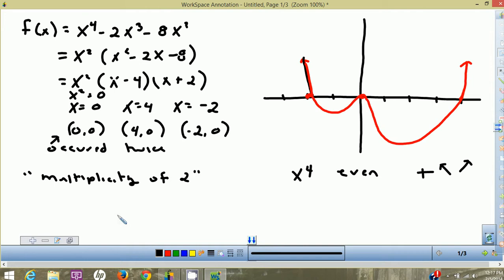If I have a factor that has a multiplicity of 3 or a multiplicity of 5, then that is still going to go through my function and is going through my x-axis and is actually going to go from one side of the x-axis to the other side of the x-axis.